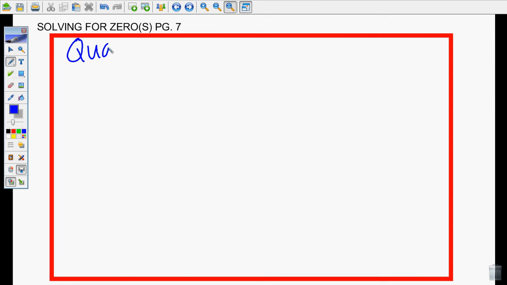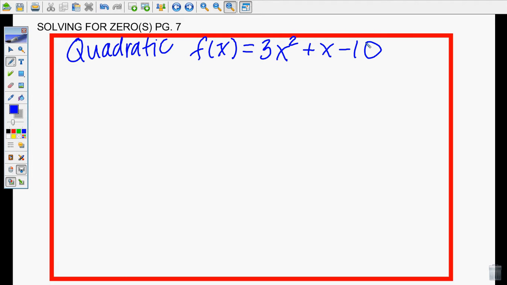So we have a quadratic example. A quadratic means that you have ax squared plus bx plus c, right? We talked about that yesterday. Remember? Okay, so for us, we're going to do f of x equals 3x squared plus x minus 10. This is the quadratic we're going to use for our examples.